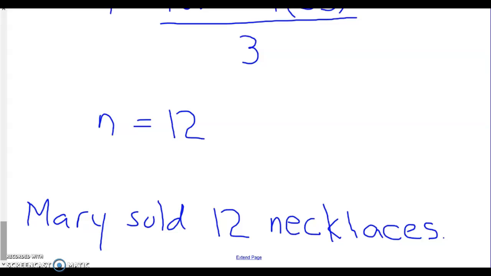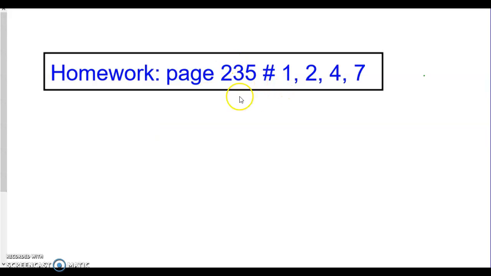So for extra practice, I would like you to look at page 235, numbers 1, 2, 4, and 7.